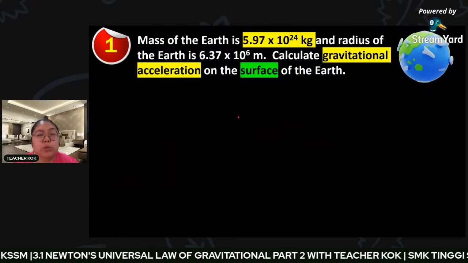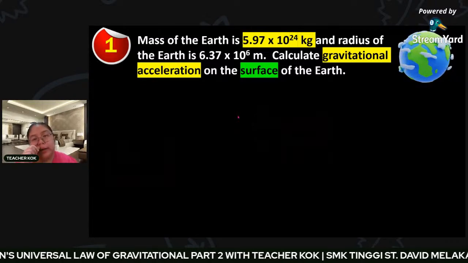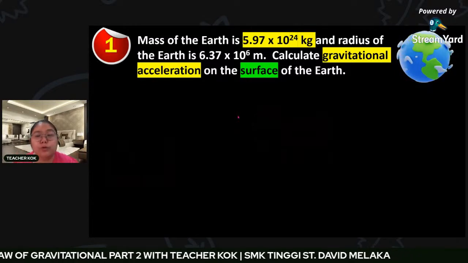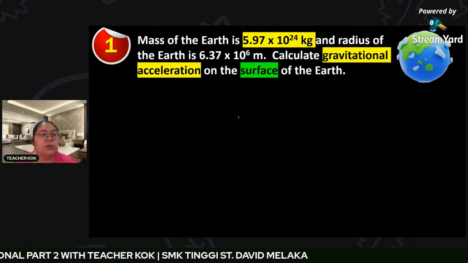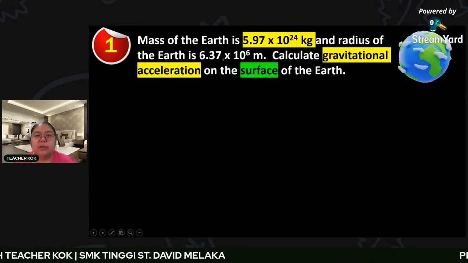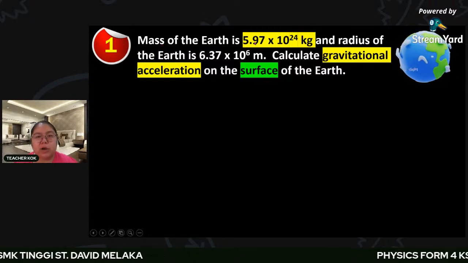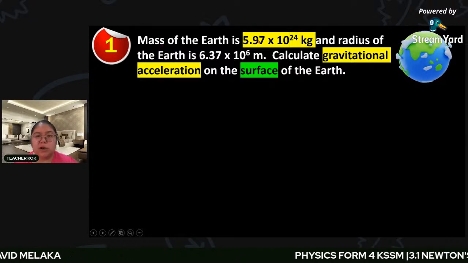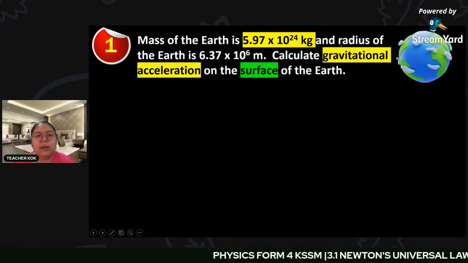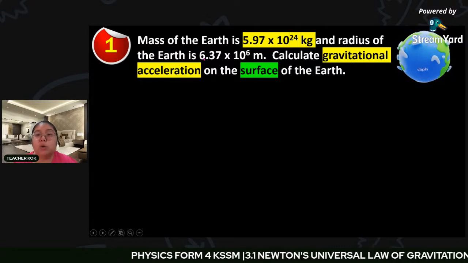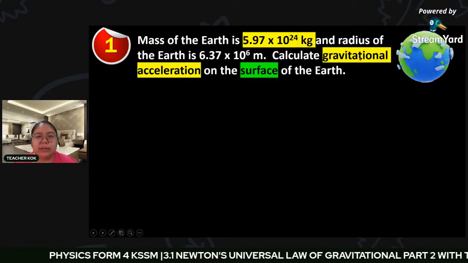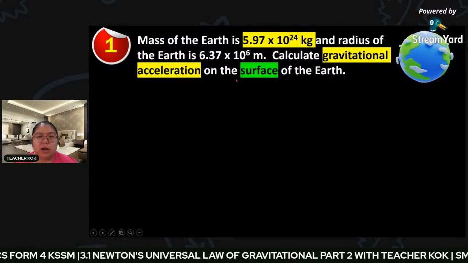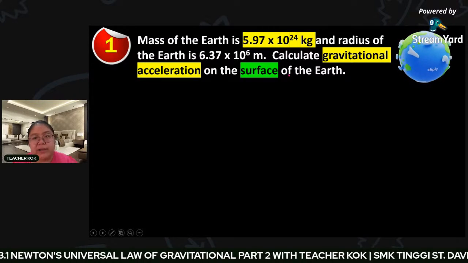Now we're going to see one of the questions. What we learned before, we now apply. Do you understand or not? Students, you are ready, yeah? From here, first one: the mass of the Earth is provided, the radius of the Earth is also provided. Calculate the gravitational acceleration on the surface of the Earth.